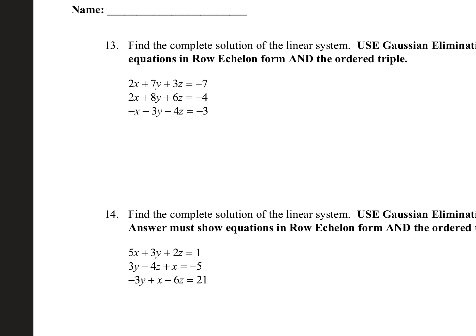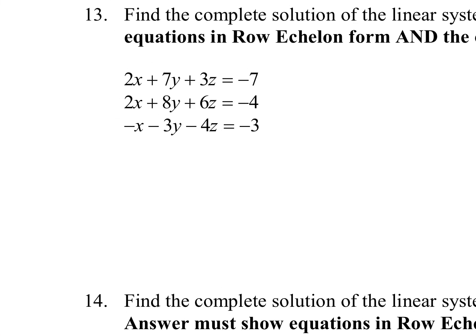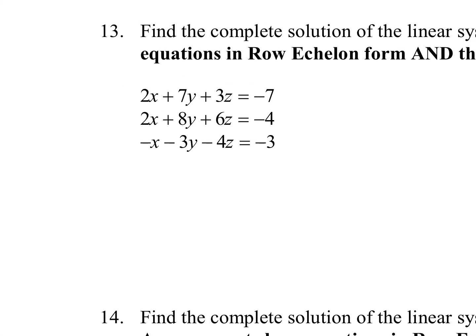So if we're going to do a question like number 13 and use the elimination, we need row echelon form. That means I need one equation that says x, y, z, one equation that says y, z, and one that says just z equals. What is the rule? What do I have to have my first equation to say?